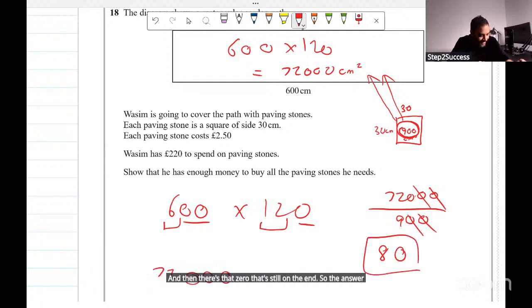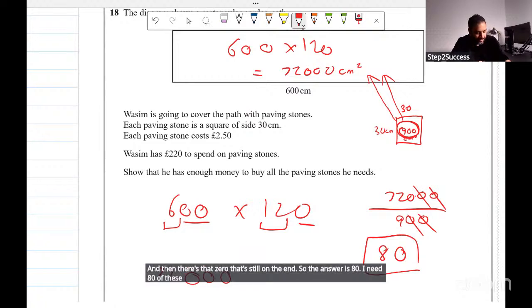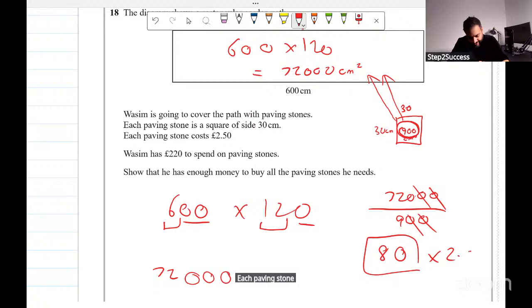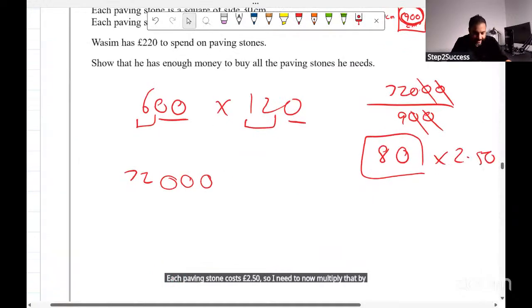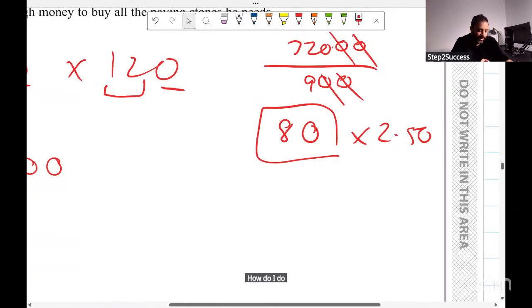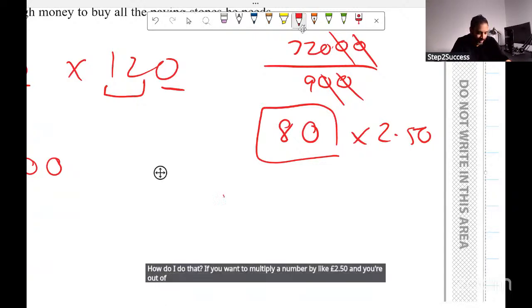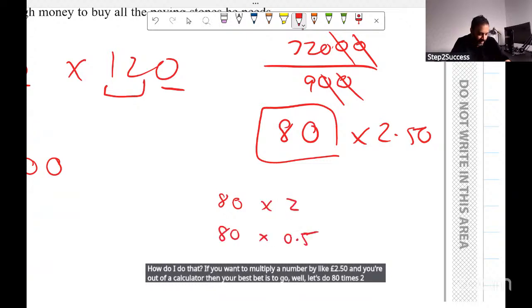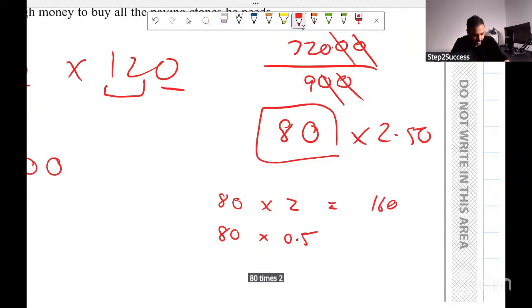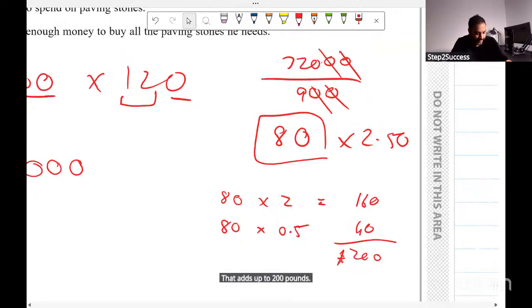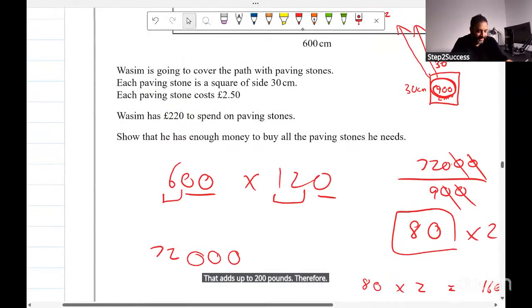I need 80 of these paving stones to cover this space. Each paving stone costs £2.50, so I need to now multiply that by £2.50. How do I do that? If you want to multiply a number by like £2.50 and you're at the calculator, then your best bet is to go, well, let's do 80 times 2 and 80 times a half, because that's the £2.50. 80 times 2 is 160, 80 times a half is 40. That adds up to £200, and therefore he's got 220, so he's clearly got enough money.